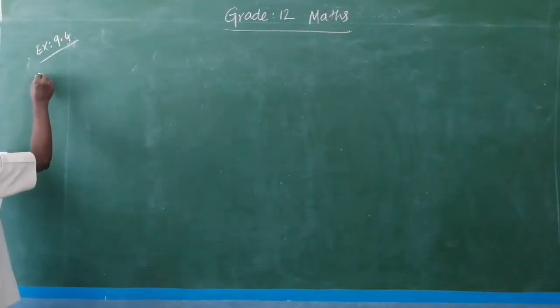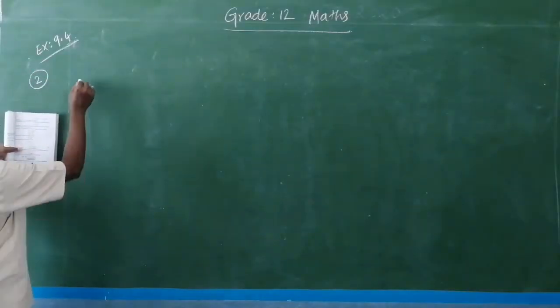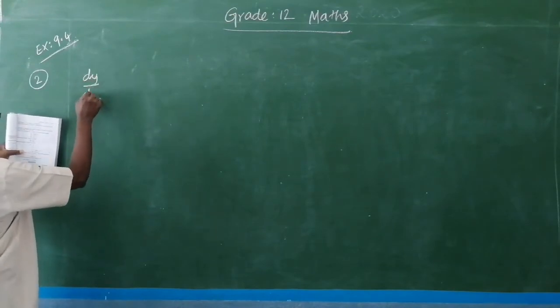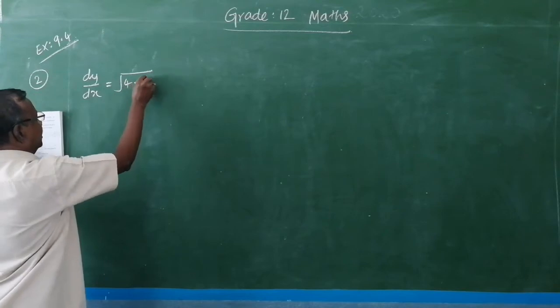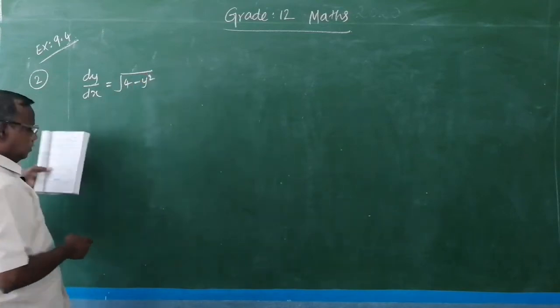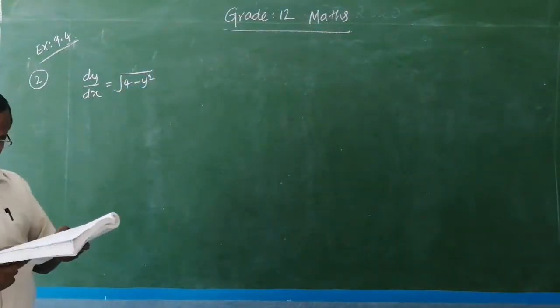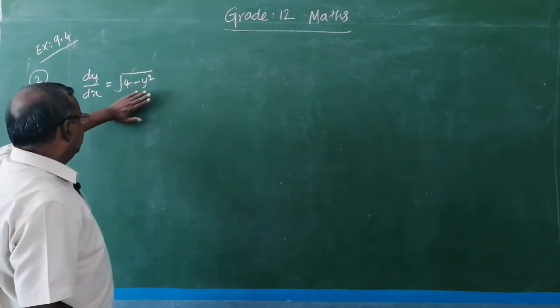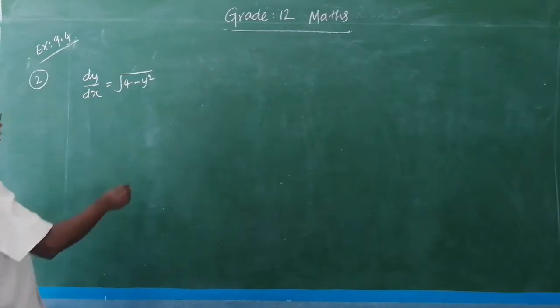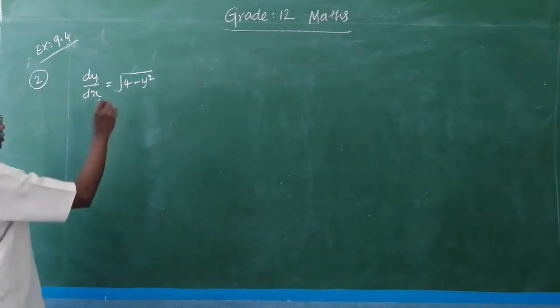Question number 2, dy by dx equal to root of 4 minus y square. They have given you the range of y as minus 2 to plus 2, because exceeding this will give a negative value under the root. So the range is minus 2 to plus 2.